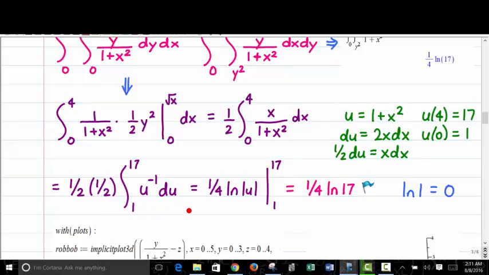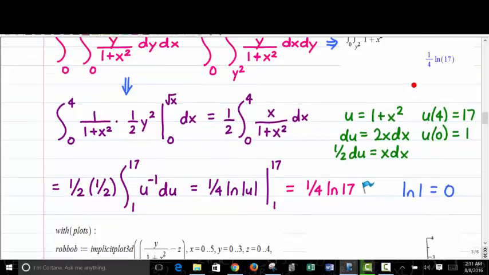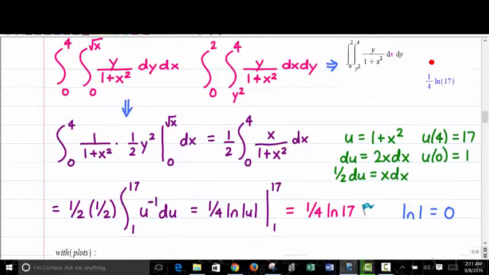U to the negative 1 du is the same thing as du over u, and remember that's natural log. So always remember, if u is to any power other than negative 1, you use the power rule. That's the only one where the power rule does not work, and the answer is natural log. So you have 1/4 natural log of u. And just like I told you in the last section that it doesn't hurt to know that e to the 0 is 1, it doesn't hurt to know here that natural log of 1 is 0. So it's ln of 17 minus ln of 1, but ln of 1 is 0. So you just end up with 1/4 natural log of 17, which is what Maple got doing the other order of integration.